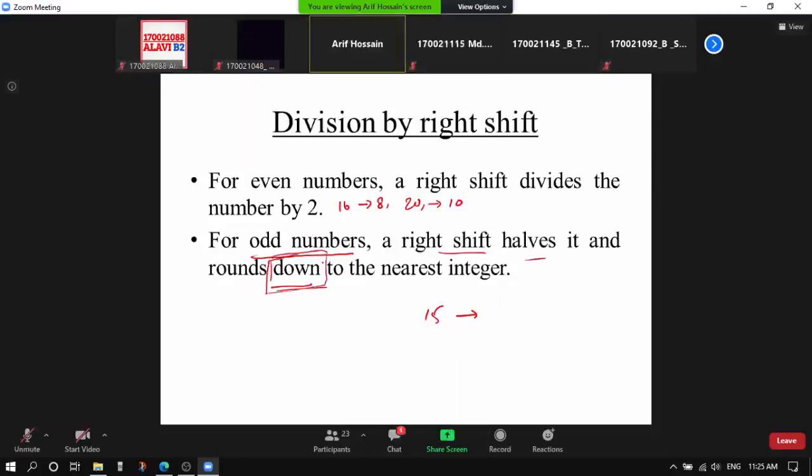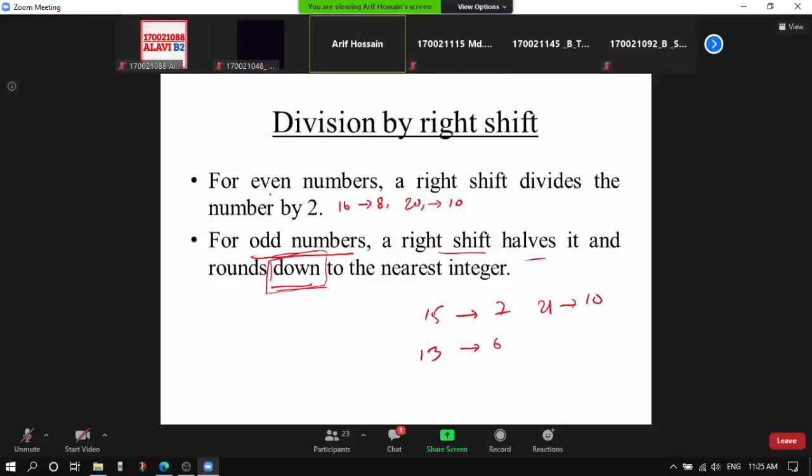Exactly, it will be 7. Say if your number is 13, how much will you get? 6. Exactly, 6. If your number is 21, how much will you get? 10. Is it understood, everyone? Yes, sir.